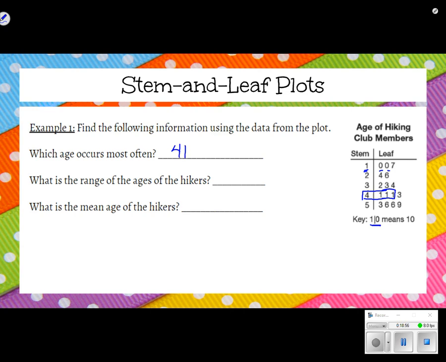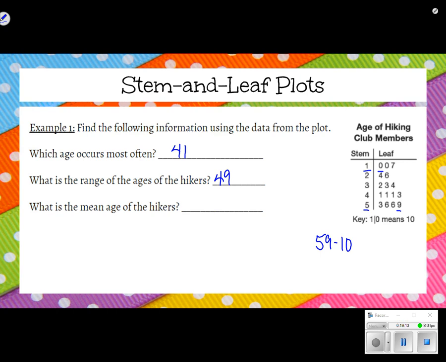What is the range of ages of the hikers? So that is going to be pretty straightforward. We want the biggest number, which happens to be 59. And we want to subtract away 10. That gives us a range of 49.